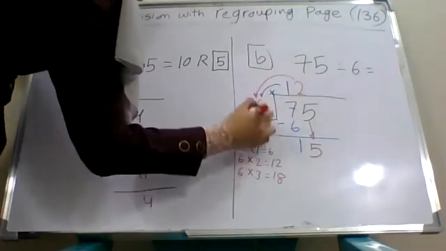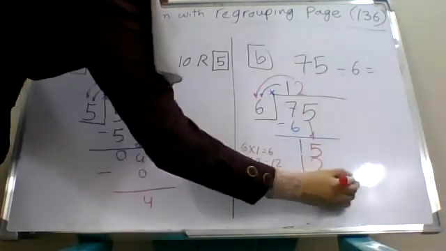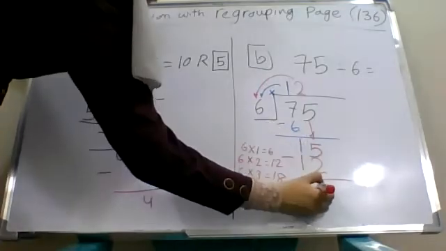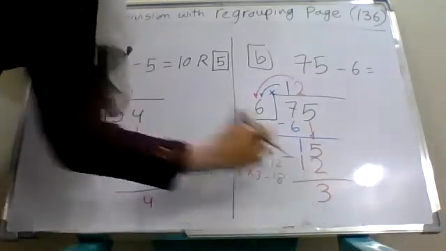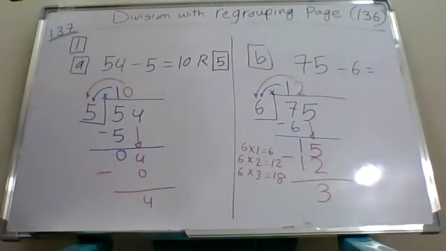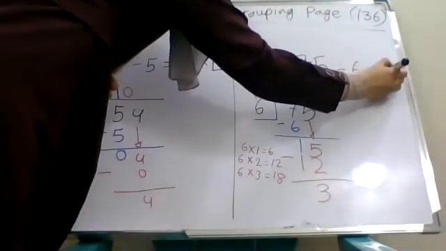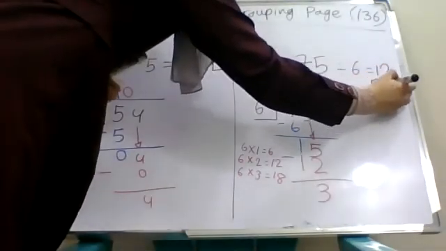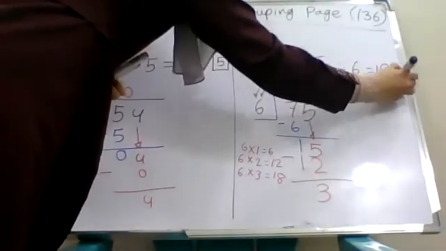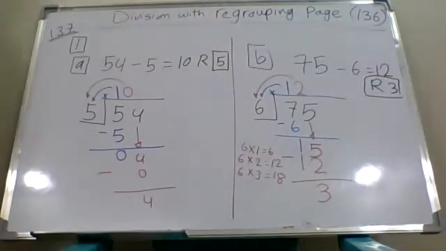2 times 6 equal 12. So 15 take away 12 equal 3, which we call the remainder. So the answer is 12. The answer is 12, and the remainder is 3. Okay. So these are the answers for exercise number 1 from your own.